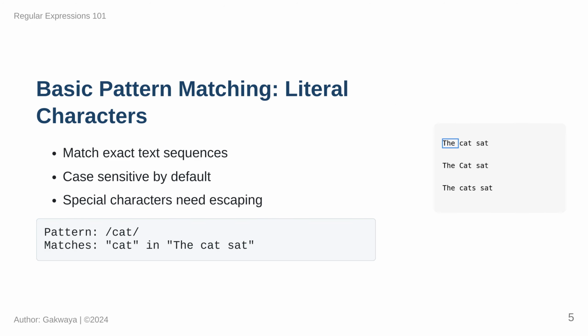Let's start with the simplest form of pattern matching, literal characters. When you write a regular expression using just normal letters, it matches exactly those letters in the text. For example, if you search for cat, it will find exactly that sequence of letters. Notice how it won't match Cat, because regex is case-sensitive, or cats, because we're only looking for exactly cat. This is the foundation of regex, exact matching, but we'll soon see how to make our patterns more flexible.